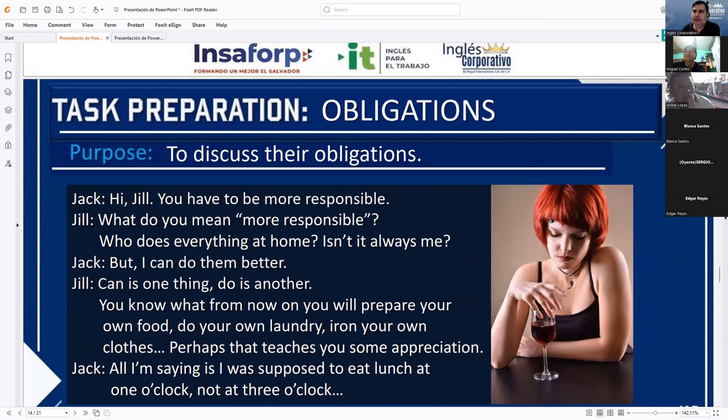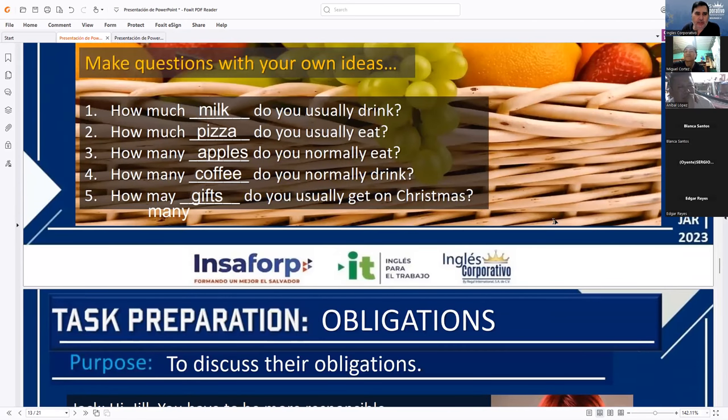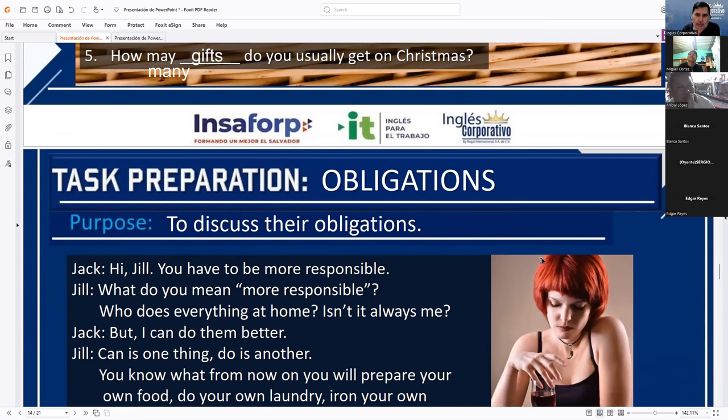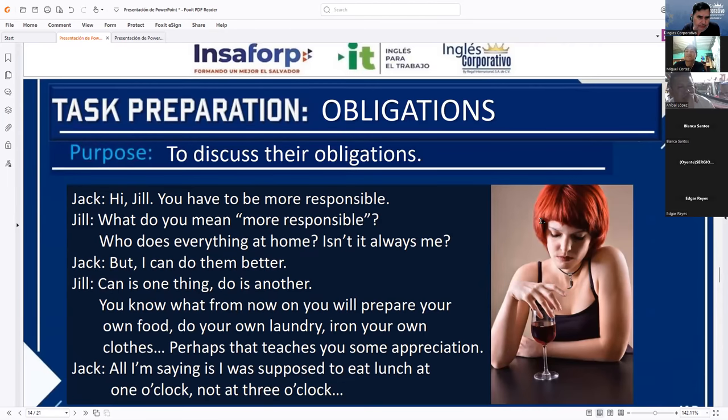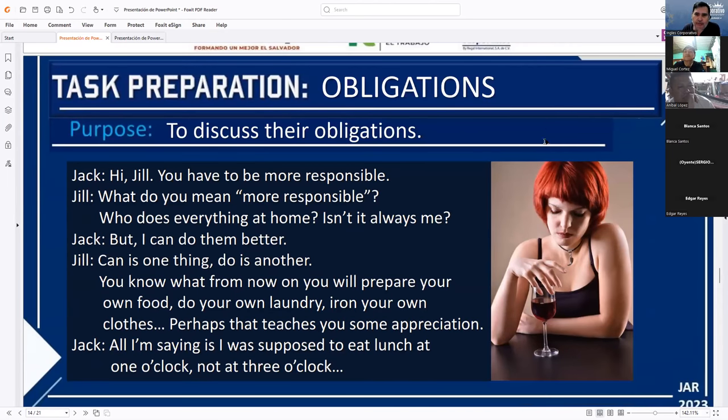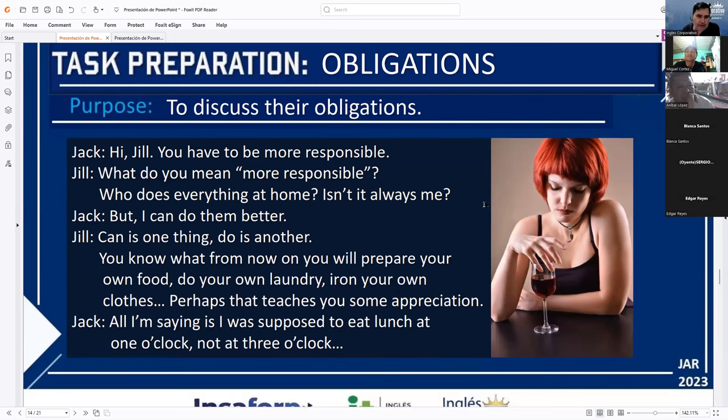Now we're going to change topic. Okay, we change topic and we're going to go to obligations. Obligations, have to, you remember? This is to discuss your obligations.